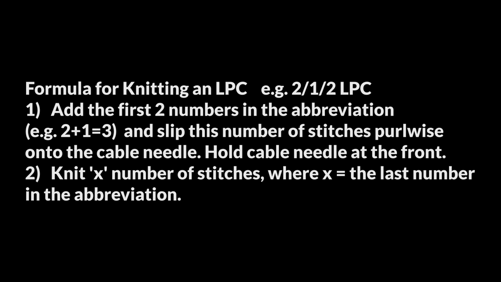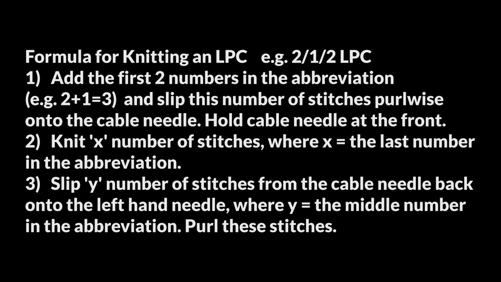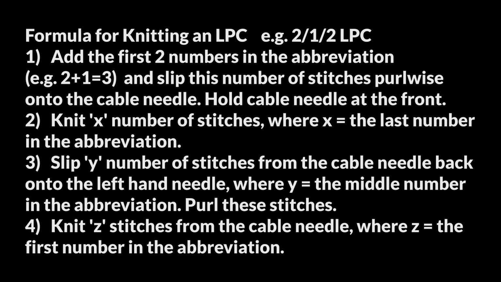Then, from the left-hand side of the cable needle, you would slip the middle number of stitches from the cable needle to the left-hand needle. And then, because it's an LPC, you would purl this stitch. And finally, you will knit the first number of stitches in the abbreviation from the cable needle. And that completes the instruction for any LPC that you want to knit.